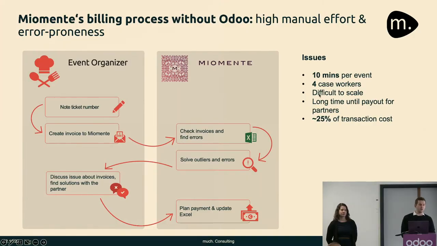It was really difficult to scale. It was also difficult to standardize, because then you talk to the partner, and you want to be nice to your partners. And then on the human level, things are usually handled a little bit differently. So it was really difficult to scale the process without hiring more people. And it took very long to pay out the money. And in the end, of the share Miomente got from the transaction, about 25% of the transaction cost was just sunk into this process at this point, which obviously, if you want to be profitable one day as a platform, is not very maintainable if you want to grow as well.